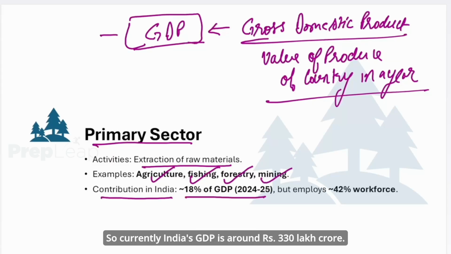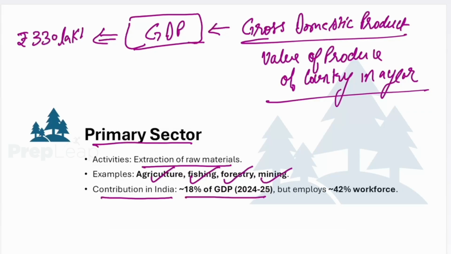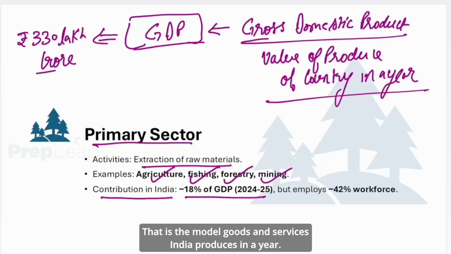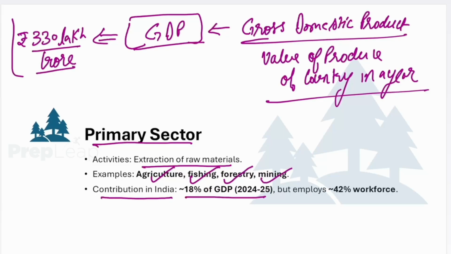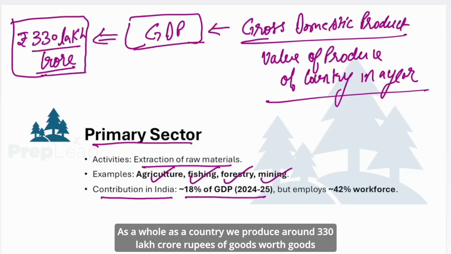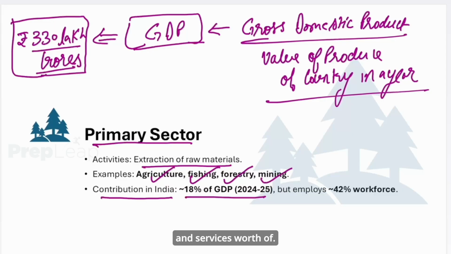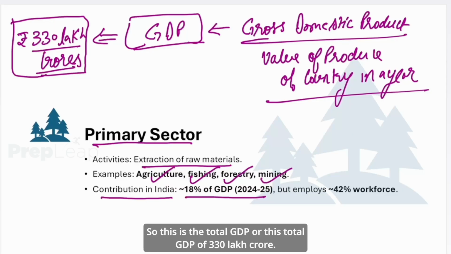So currently India's GDP is around rupees 330 lakh crore. That is the amount of goods and services India produces in a year. As a whole, as a country, we produce around 330 lakh crore rupees worth of goods and services, right? So this is the total GDP.